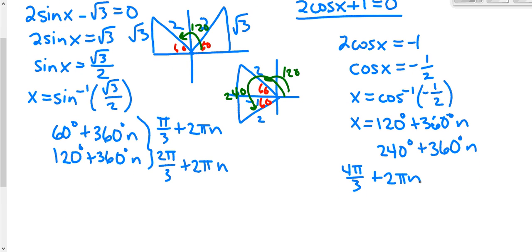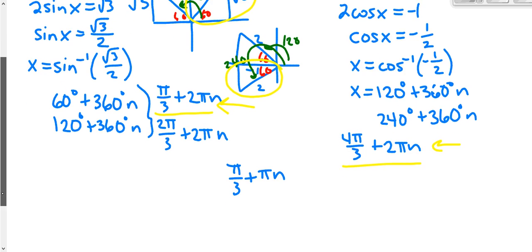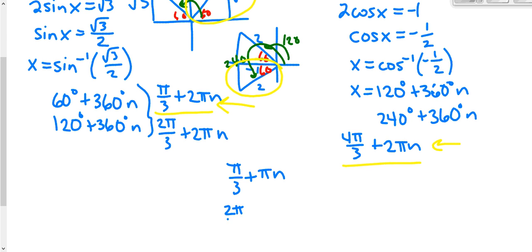Okay, now here's the thing. The quadrant 1 answer and the quadrant 3 answer, we got the quadrant 3 answer from part 2, we got the quadrant 1 answer from part 1, but those are 180 degrees apart. So we can consolidate those two answers together. And let's write that as pi over 3 plus pi times n, and then we have the other one, 2 pi over 3 plus 2 pi times n.